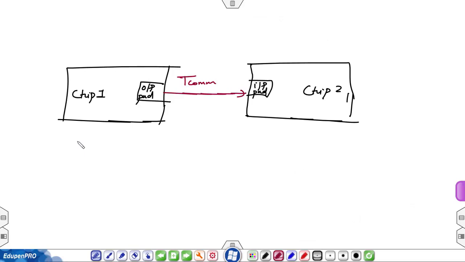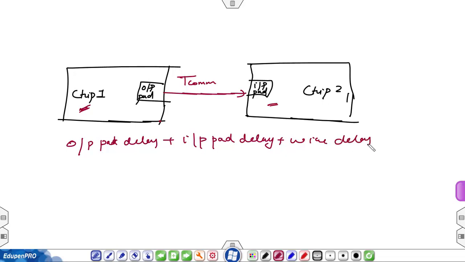So the second reason why we need the concept of parallel processing, let's understand this by taking these two circuits. So this is a transmitter which is generating some signal, and this is a receiver, and these two are connected by a wire. So now let's say that output pad delay plus input pad delay plus this wire delay is 8 nanoseconds. Means if this chip generates a sample after processing it, this sample will take 8 nanoseconds to reach chip 2.